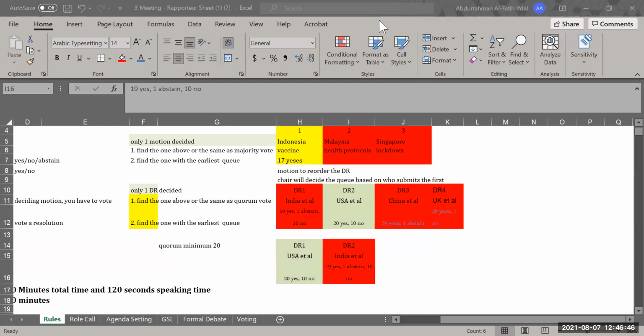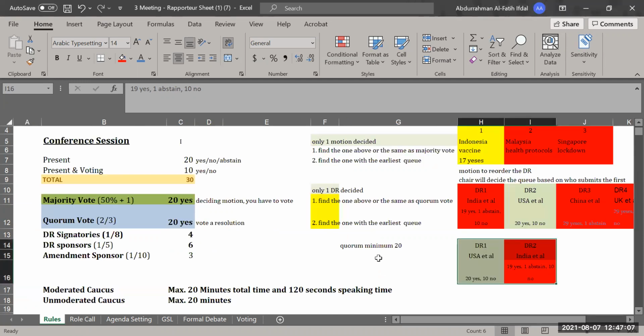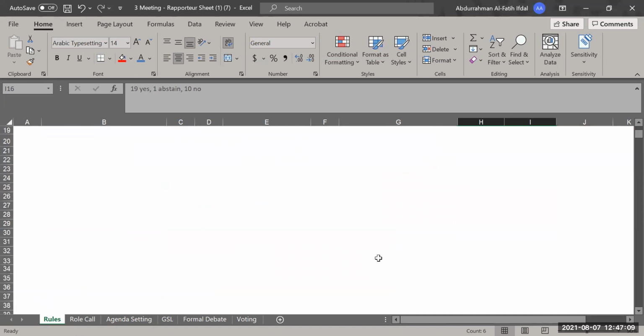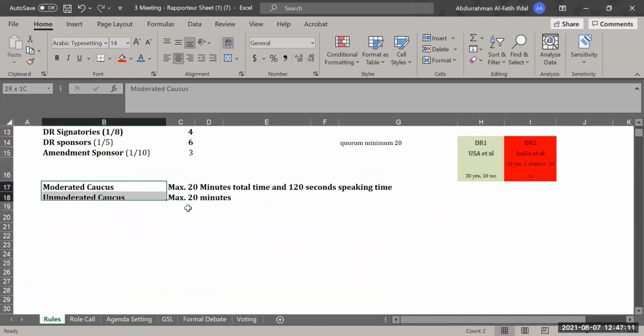Back to Zelda's question: who will decide the country queue? The answer will be the chair or the jury, right? But in MUN we call them chairs, the ones that moderate the debate. They will decide which one goes first, or which DR is named DR1, and so on and so forth.